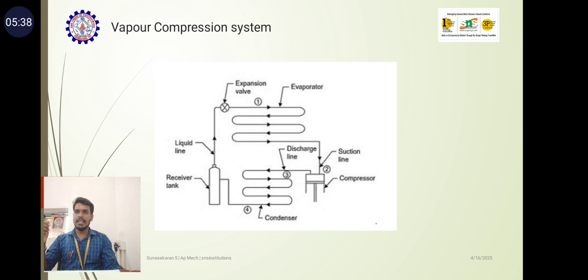Suction line: the suction line conveys the lower pressure vapor from the evaporator to the suction inlet of the compressor.